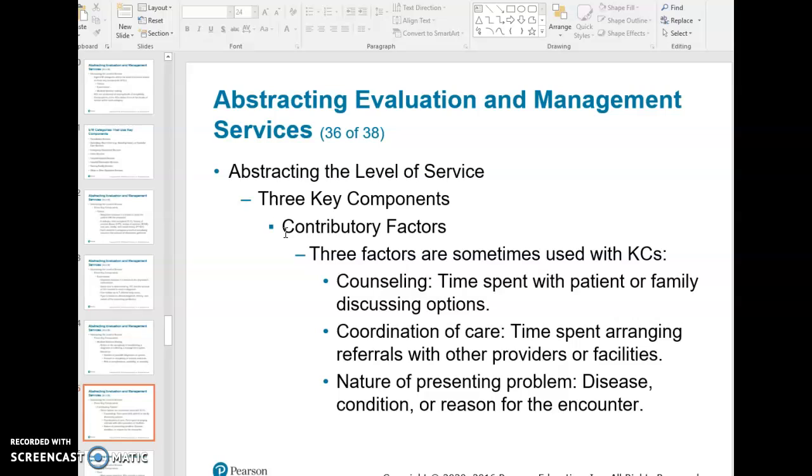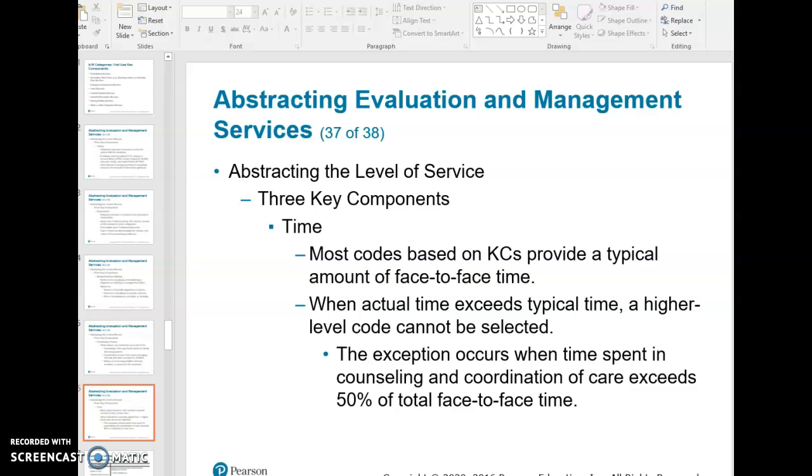Key components are how much time, as I mentioned, and coordination of care. When the physician leaves the exam room, he can spend some additional time, not face-to-face with the person, arranging referrals. And the nature of the presenting illness is going to determine the morbidity or mortality, how sick the person is, or whether the person has the type of illness that can quickly lead to death.